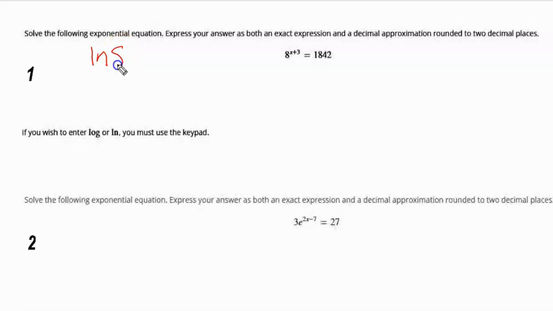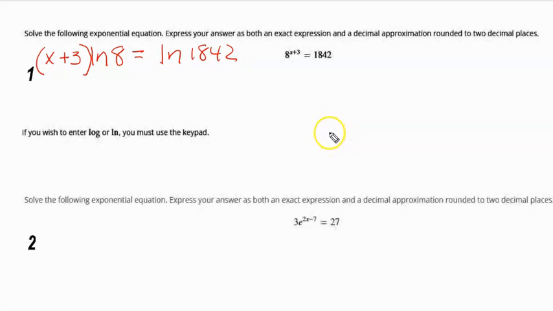of 8. Now we have an exponent. Once we convert it to its log form, we take that exponent and put it out in front here. X plus 3 equals the natural log of 1842.